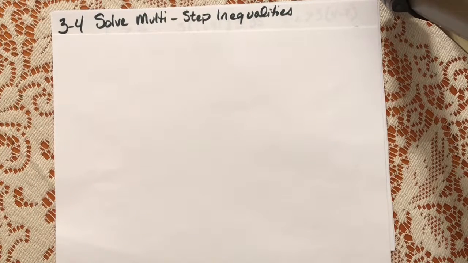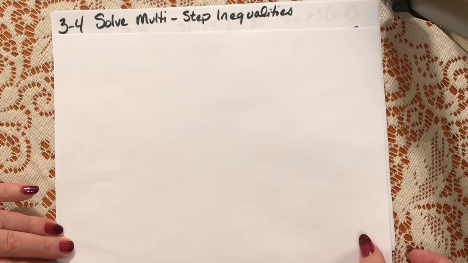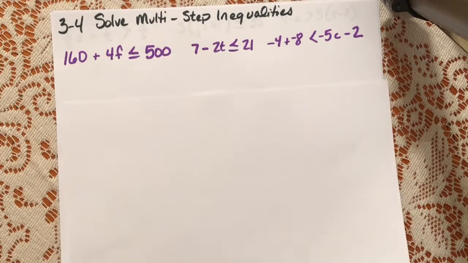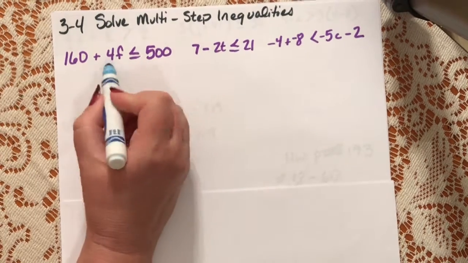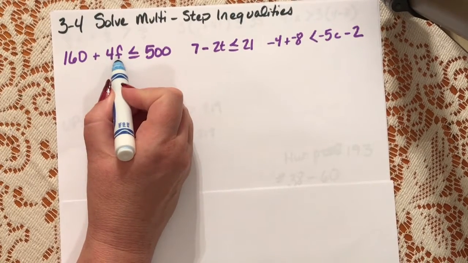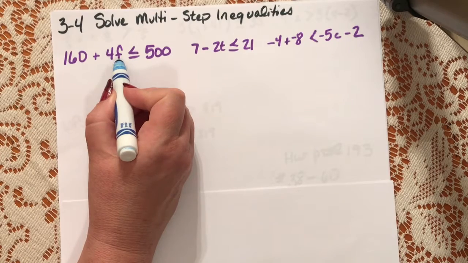Hello and welcome to Chapter 3, Section 4, where we're solving multi-step inequalities. And these are just like multi-step equations. We're going to start by the number farthest away from the variable.